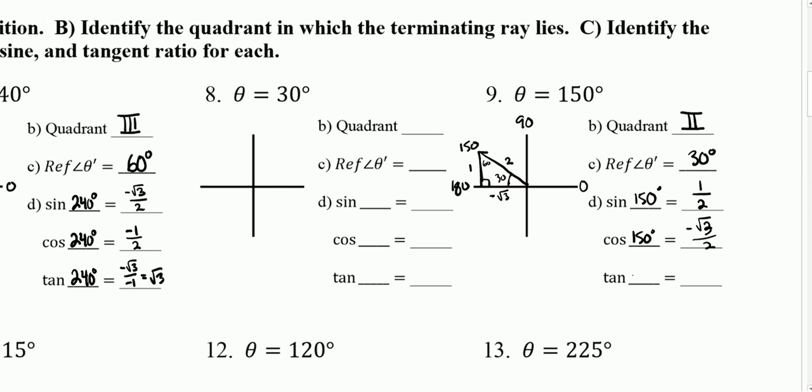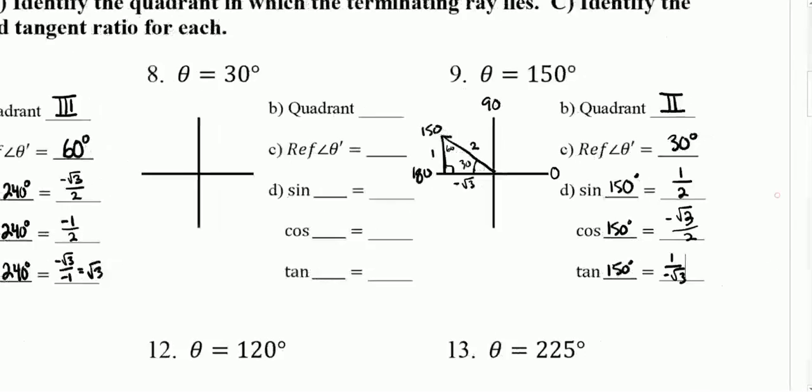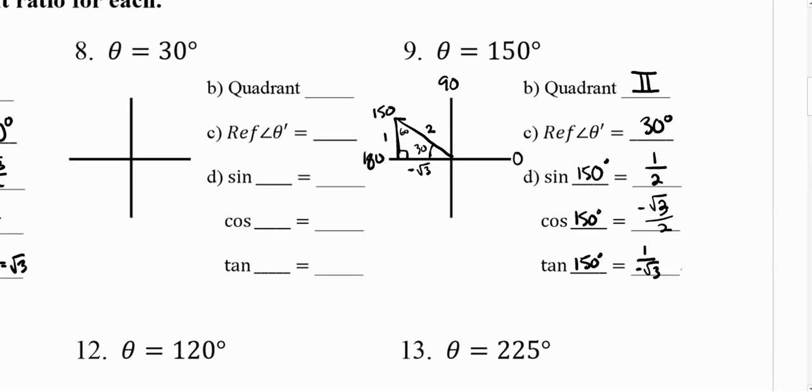And the tangent of 150 degrees would be the opposite, which is 1, over the adjacent, which is negative root 3. Here we can rationalize our denominator, multiply top and bottom by root 3, and we end up with root 3 over 3, and this is still negative.